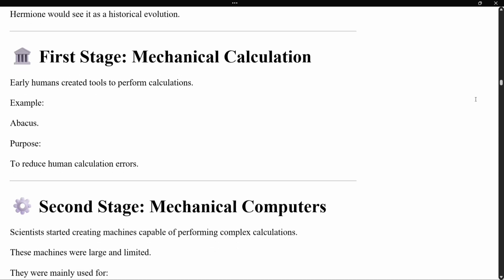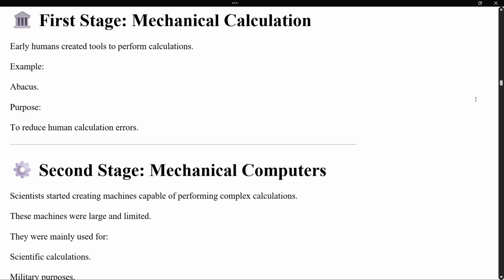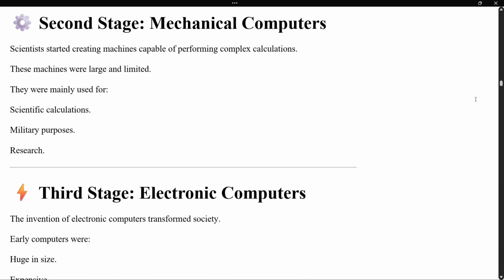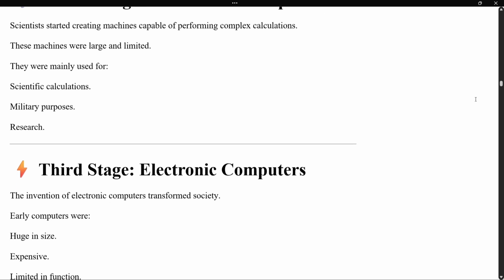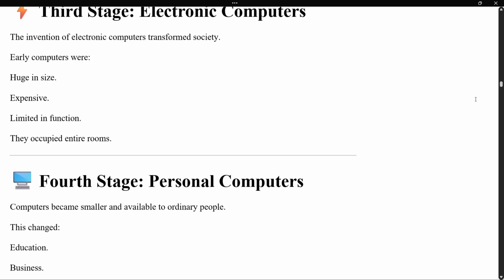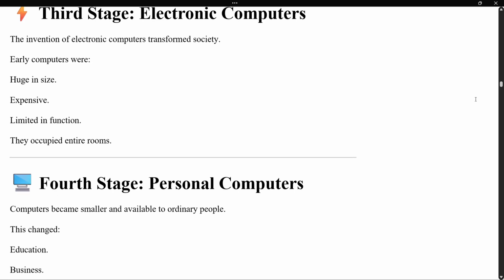Second stage, mechanical computers. Scientists started creating machines capable of performing complex calculations. These machines were large and limited. They were mainly used for scientific calculations, military purposes, research. Third stage, electronic computers. The invention of electronic computers transformed society. Early computers were huge in size, expensive, limited in function. They occupied entire rooms.